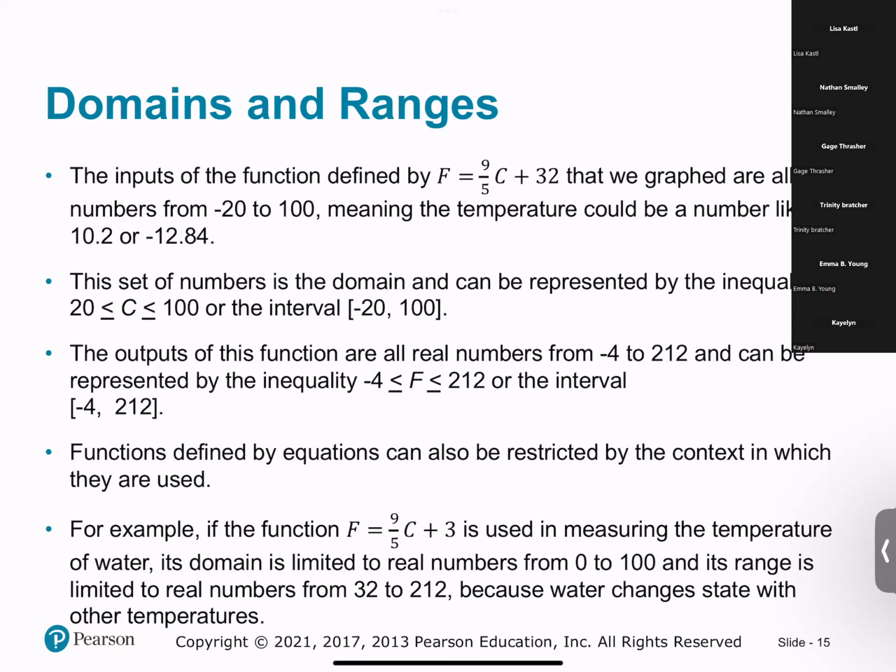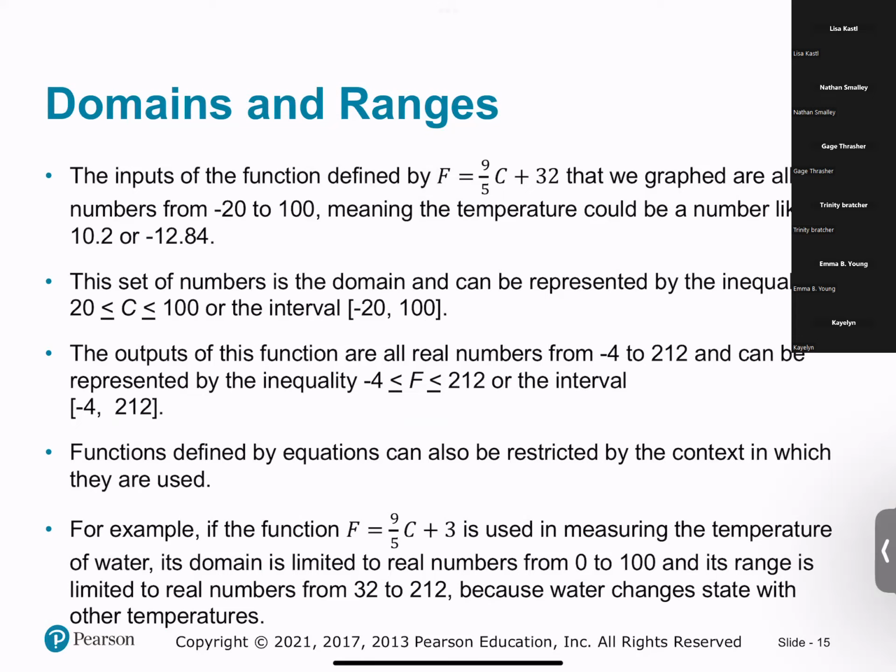So the way we write that is we say the set of numbers, that is the domain, can be represented by the inequality -20 ≤ C ≤ 100, which in interval notation we describe this way. And don't get too tense about interval notation today, but when we use a bracket and separate two numbers using a comma, that is the same as that interval. That's exactly what it means: C is somewhere between -20 and 100, including -20 and 100.